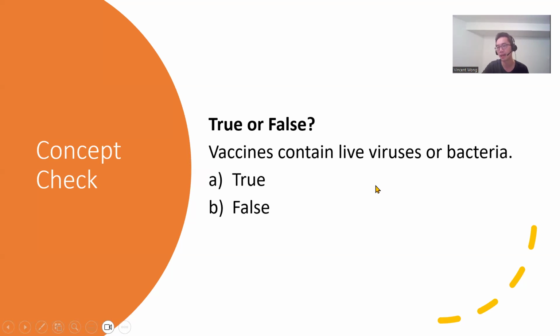Typically, live vaccines are the most effective because they are the closest thing to the real thing. But live vaccines are not suitable for everybody. People who are pregnant, for example, or people undergoing chemotherapy are not suitable to receive live vaccines.